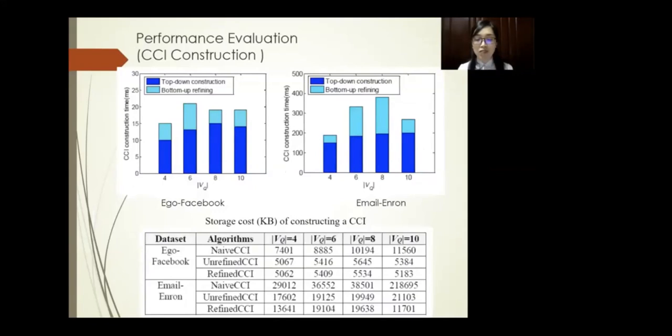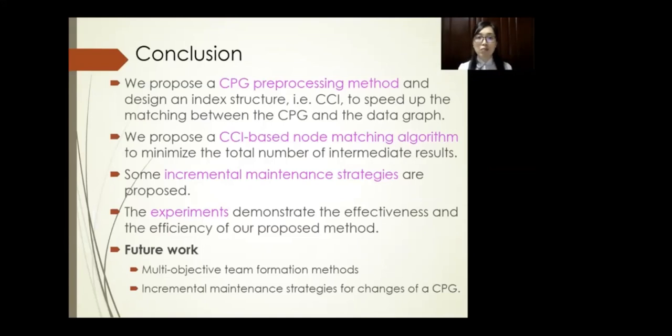Now let's conclude. We propose a CPG preprocessing method and design an index structure, that is CCI, to speed up the matching between the CPG and the data graph. We propose a CCI-based node matching algorithm to minimize the total number of intermediate results. Some incremental maintenance strategies are proposed. The experiments demonstrate the effectiveness and the efficiency of our proposed method.